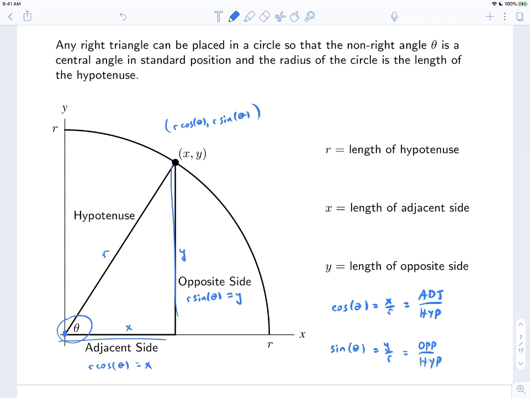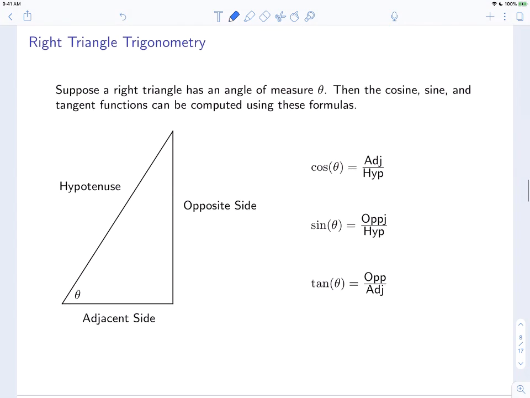So that gives us these formulas. Cosine of theta is the adjacent over the hypotenuse, the length of the adjacent side over the length of the hypotenuse, and sine of theta is the length of the, that should just be OPP. Sine of theta is the length of the opposite side divided by the length of the hypotenuse. Tangent is sine over cosine. So if you look at sine over cosine, that's going to give you the opposite over the adjacent.